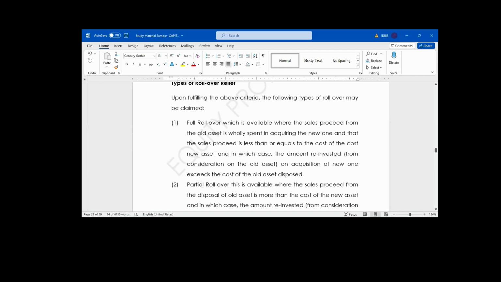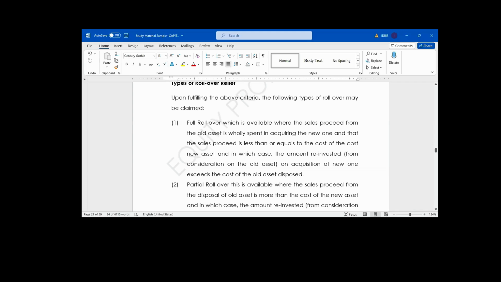What is full rollover? Full rollover is available when the sales proceeds from disposal of old assets is fully spent in acquiring the new asset. What full rollover is saying is that the amount you reinvested in the acquisition of the new asset is higher than the sales proceeds of the old asset and also higher than the cost of acquisition of the old assets.